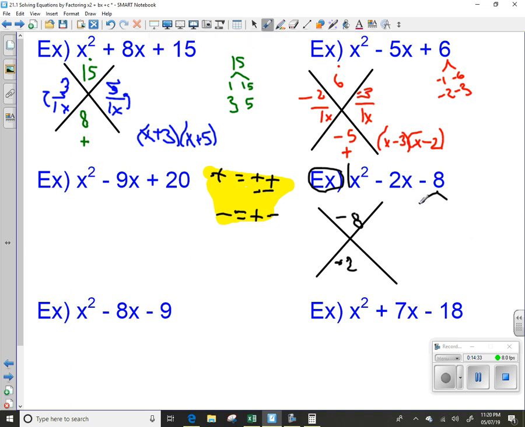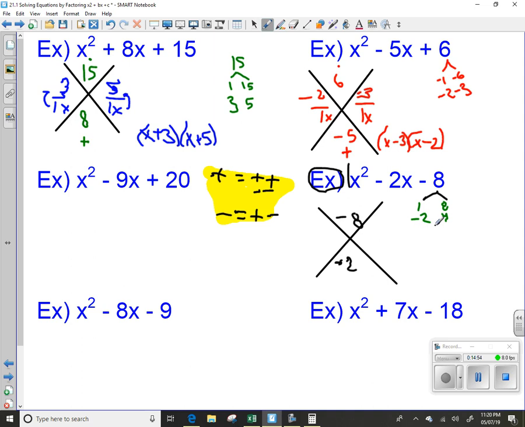Again, use your calculator if you have to, or think about what multiplies together to give you 8. 1 and 8, 2 and 4. Well, 1 and 8 is not going to give me 2, but 2 and 4 would, and it would give me a negative 2. Now, if you're not sure, put the negative on one of them.